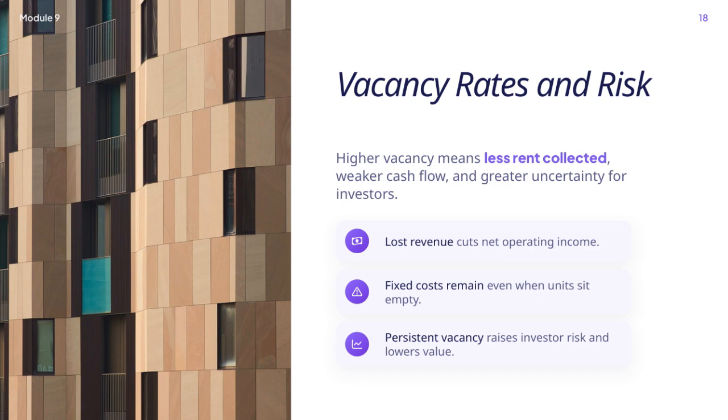When vacancy rates are high, it means fewer units are rented out, which directly reduces the amount of rent collected. This weaker cash flow creates greater uncertainty for investors because their expected income isn't as reliable. Despite these vacancies, fixed costs like maintenance and property taxes still need to be paid, which further strains the property's finances. Over time, if vacancy persists, it not only increases the risk for investors, but also lowers the overall value of the property. Understanding this connection is crucial for making informed investment decisions.